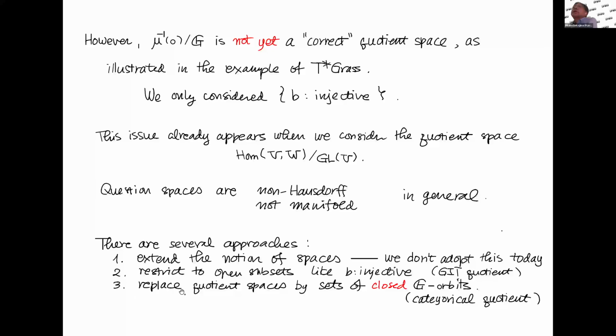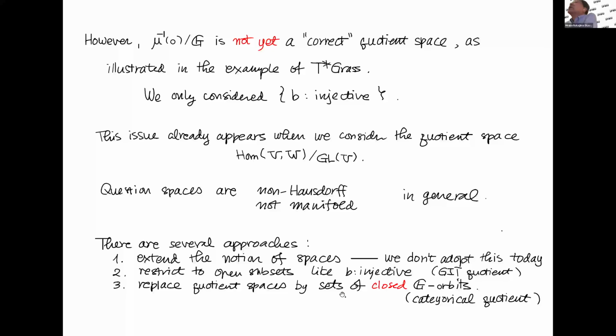And the third approach is replacing the quotient space by the set of all closed G orbits. So this non-Hausdorffness basically comes from the existence of non-closed orbits. If you take two orbits, which are different points in the quotient space, but if you take the closure of the orbits, then they might intersect. In that case, in the quotient topology, you cannot separate those two orbits. That is the reason for the failure of Hausdorffness. So if you just consider the set of all closed G orbits, so you just forget those non-closed orbits, then this problem disappears.